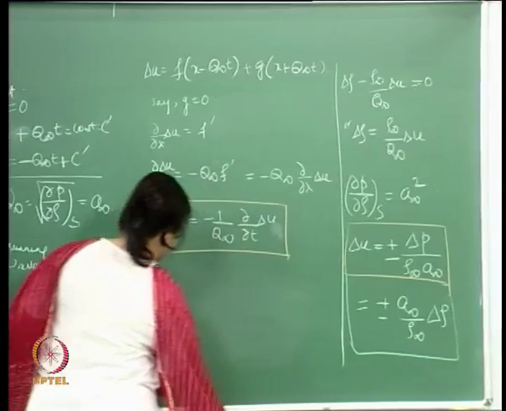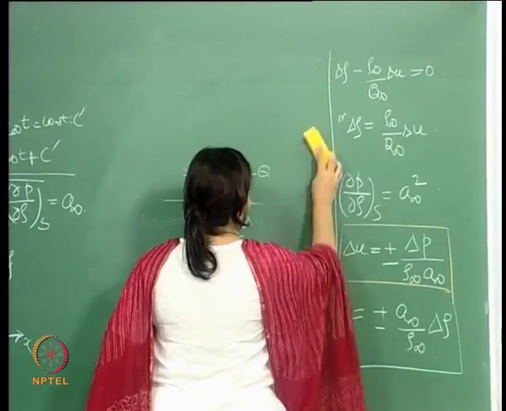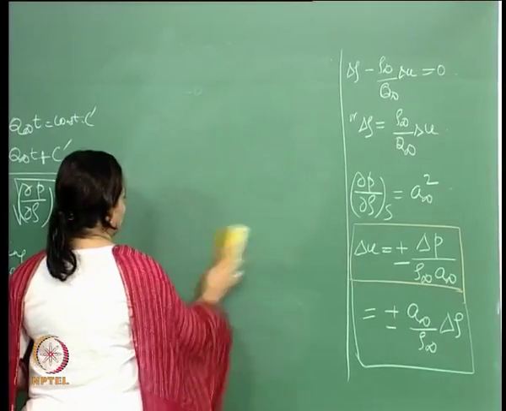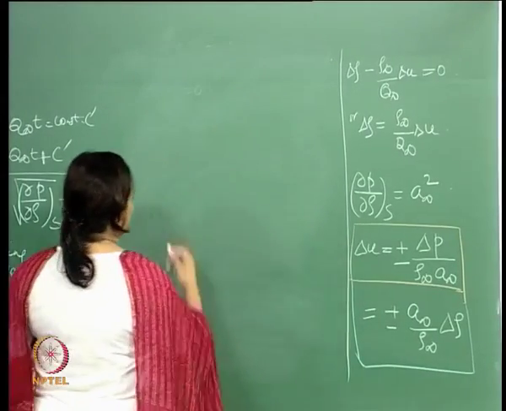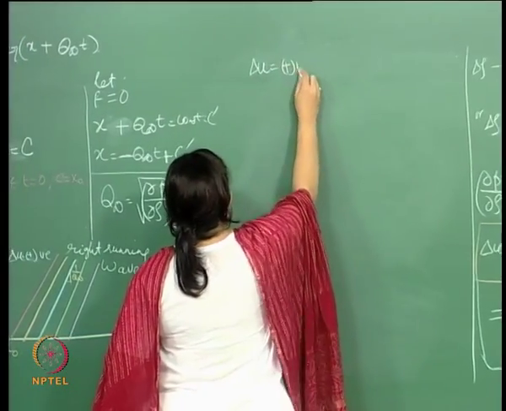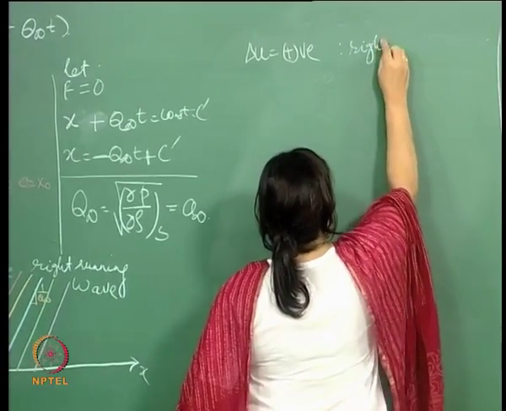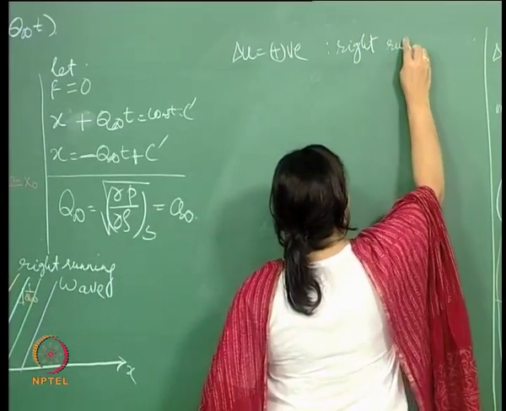Let us try and understand what this information that we got here means to us. Essentially we are saying, if delta u is positive, then it means a right running wave.